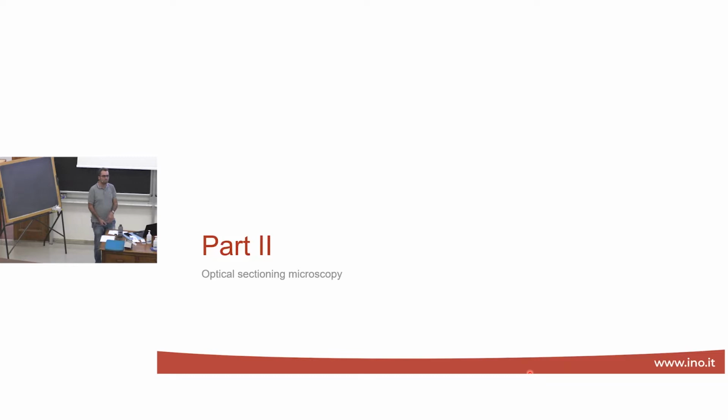So we've seen that these techniques are based on samples that are transparent, right? Because otherwise light cannot enter into the sample, and fluorescence light cannot reach our detectors.